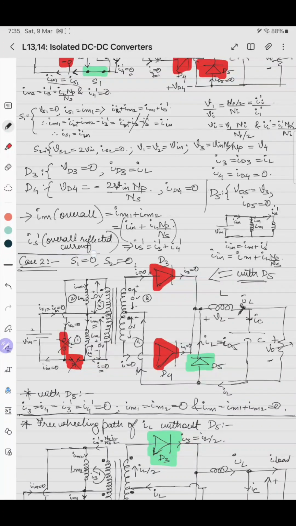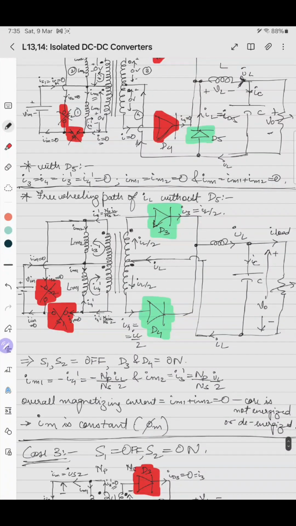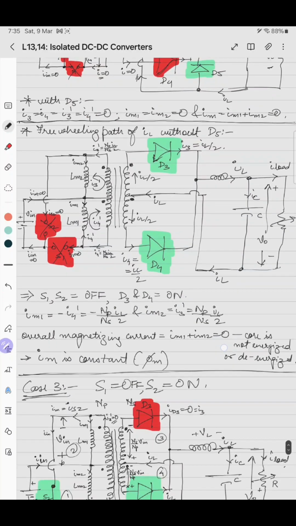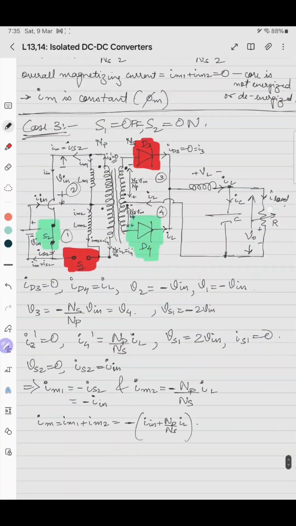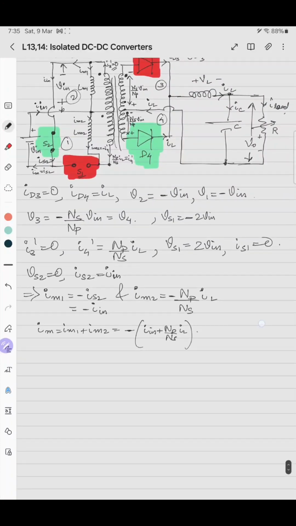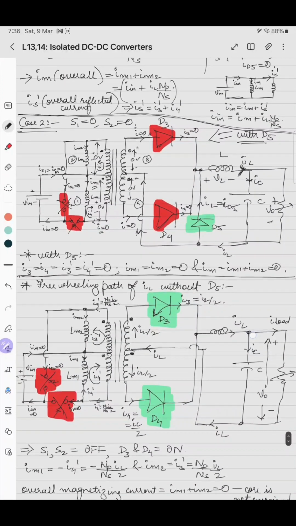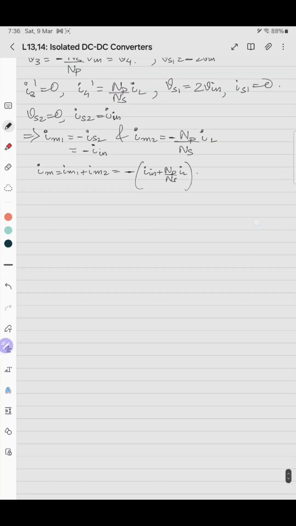Then a similar analysis we can do in these cases. So here I in is 0, so that's not a concern. Here even the switches are off, that's not a concern. I in is 0. So here overall, instead of copy pasting, okay, I will write it again.